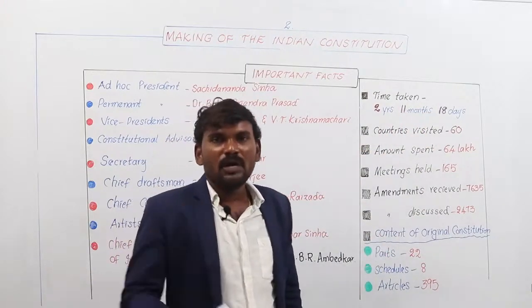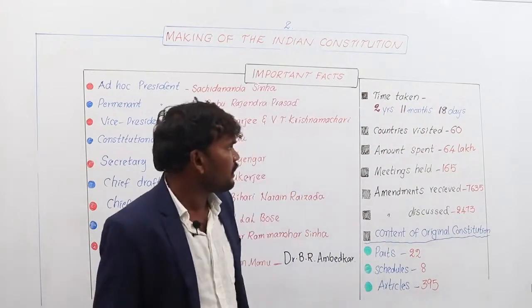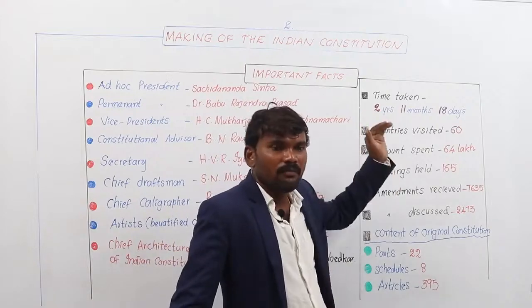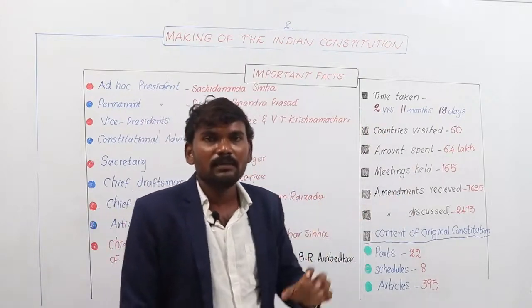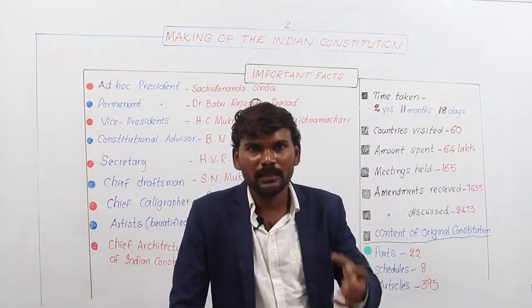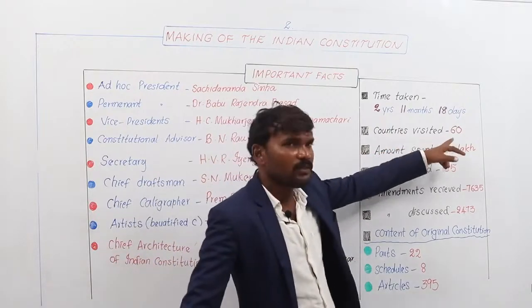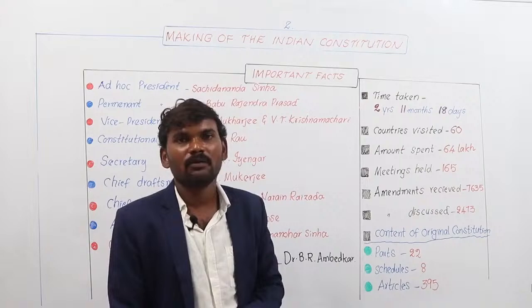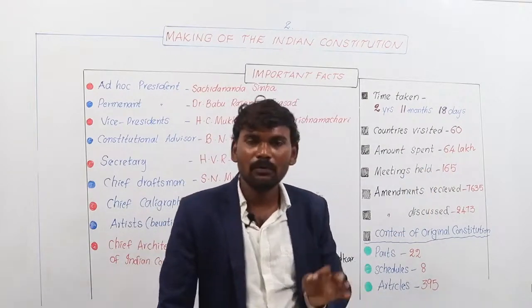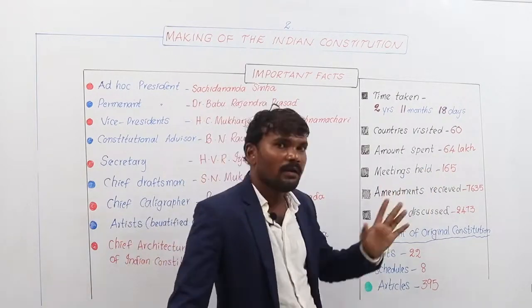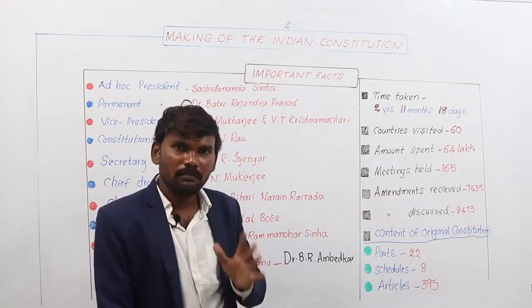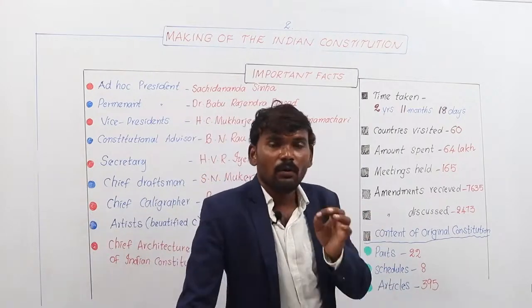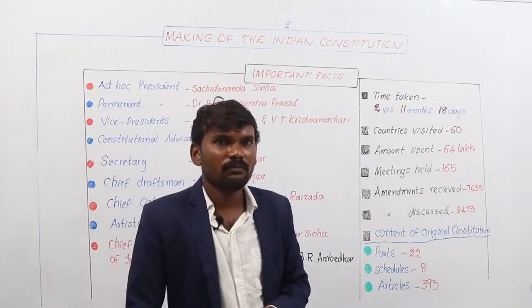Next, the drafting committee, which was headed by Dr. B.R. Ambedkar, and other committees visited nearly 60 countries. They studied the constitutions and took many suitable items into our Indian Constitution. Nearly 64 lakh rupees was spent on the making of the Indian Constitution. Important. The Constituent Assembly met for 165 days. Of these 165 days, it took 141 days to write the original Indian Constitution.